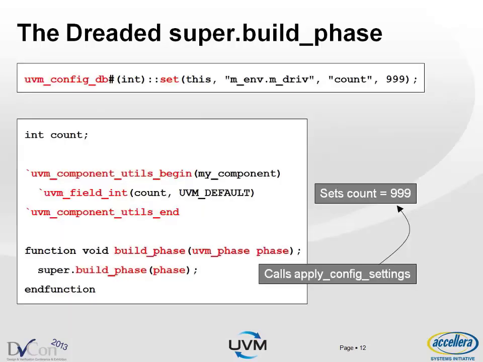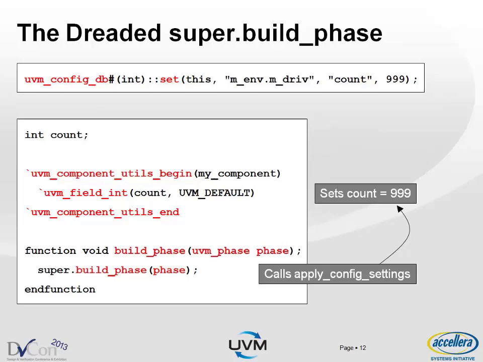Another issue, the dreaded super.build_phase. Oh, I wish I had $1 for every time I've talked to a customer and started explaining UVM and they said, oh yeah, we got caught out by that. We wasted 3 weeks trying to debug our design because somebody had been messing around with this stuff.